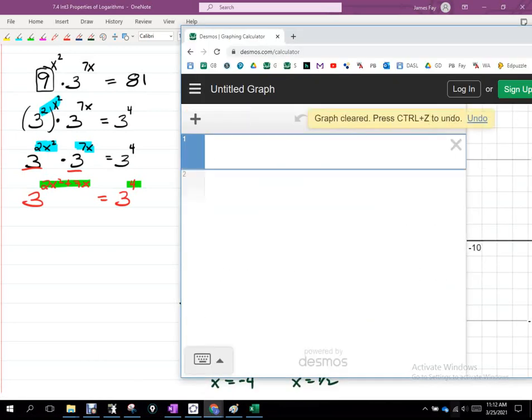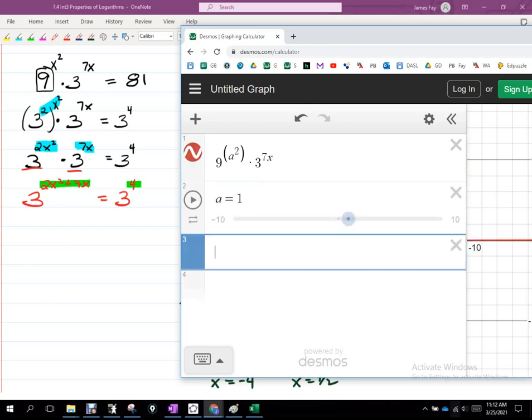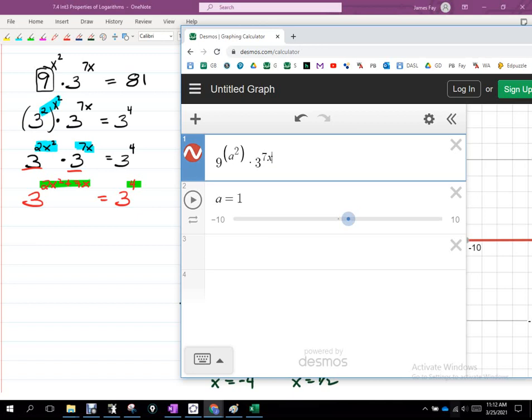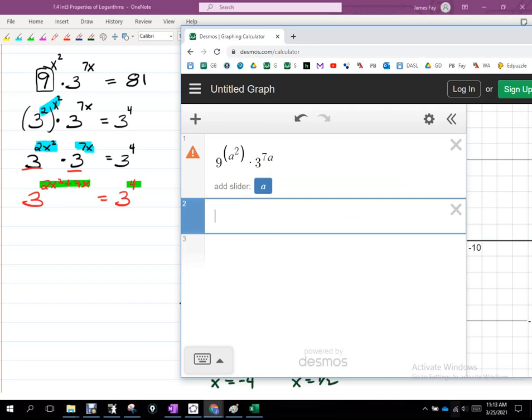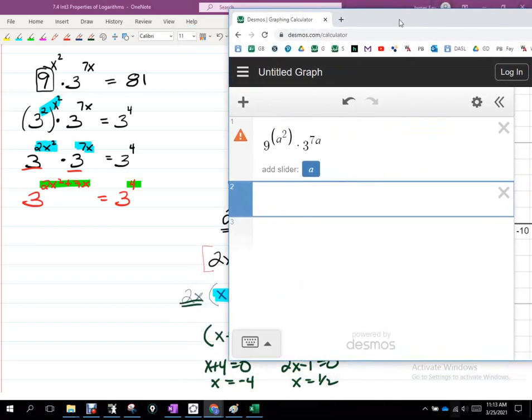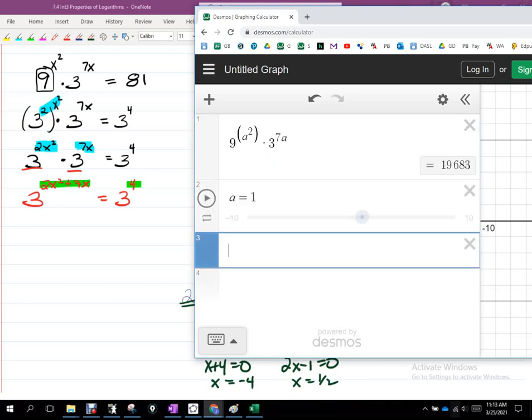So we'll type in 9 to the, I'm going to use a, but 9 to the a squared. And then we'll times that by 3 to the 7a. I want to type in a. Basically what we want to do is, does this end up giving me 81 when I type in these two results of -4? So I plug in -4 as a. So a, struggling here.